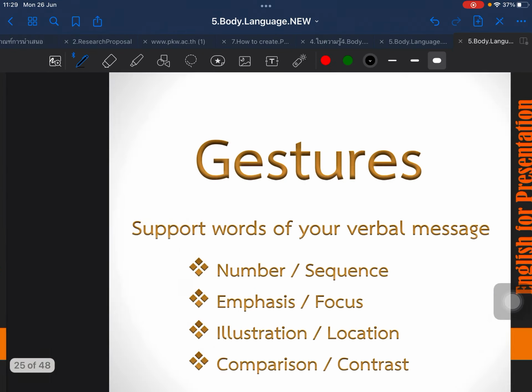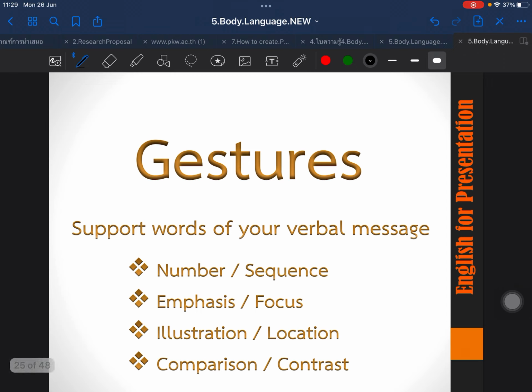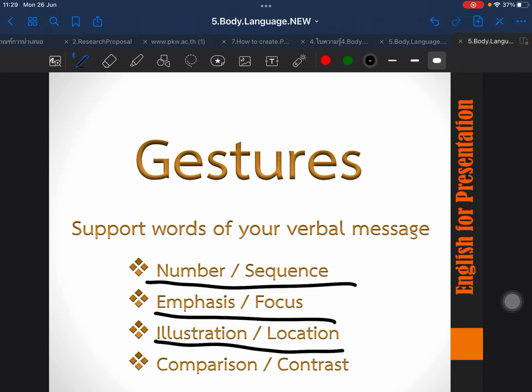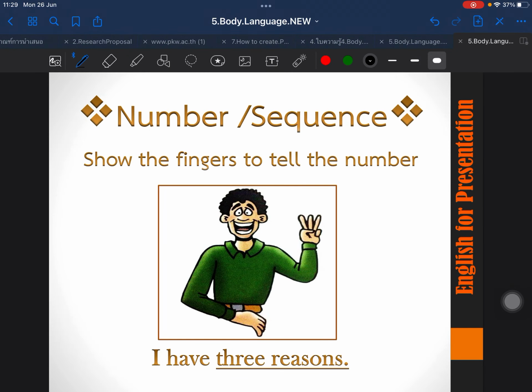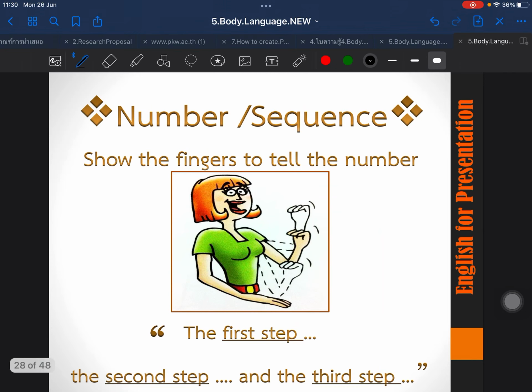Now let's move on to the gesture. There are many types of gesture. Number 1 is number and sequence, emphasis and focus, illustration and location, comparison and contrast. So let's start with number and sequence. As you can see, you need to show the fingers. When you speak or you say, I have 3 reasons, you can show the numbers, right? 3 fingers, 3 reasons.